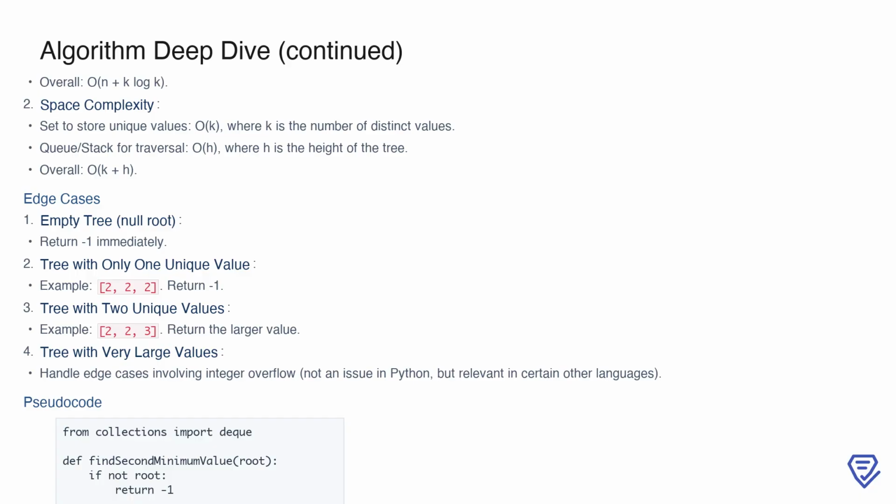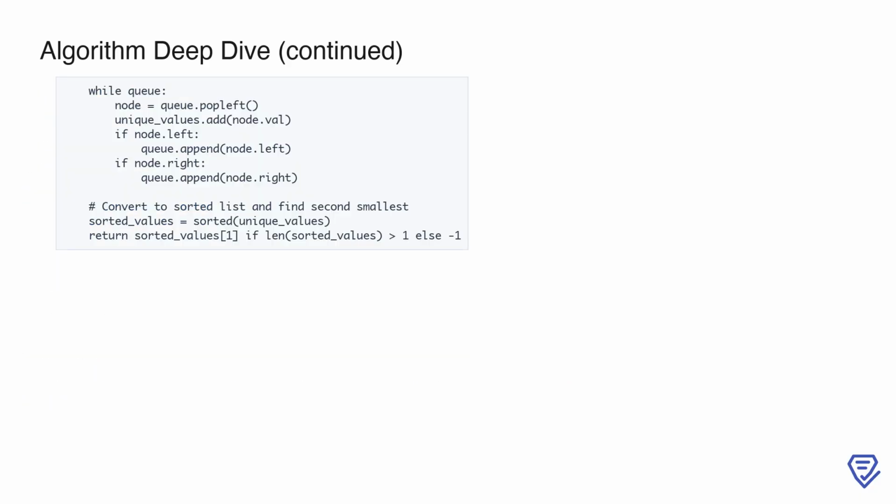To implement the algorithm, we initialize an empty set to store unique values and use a queue for BFS traversal. Starting with the root node, we process each node in the queue by adding its value to the set. If the node has left and right children, we enqueue them for further processing.